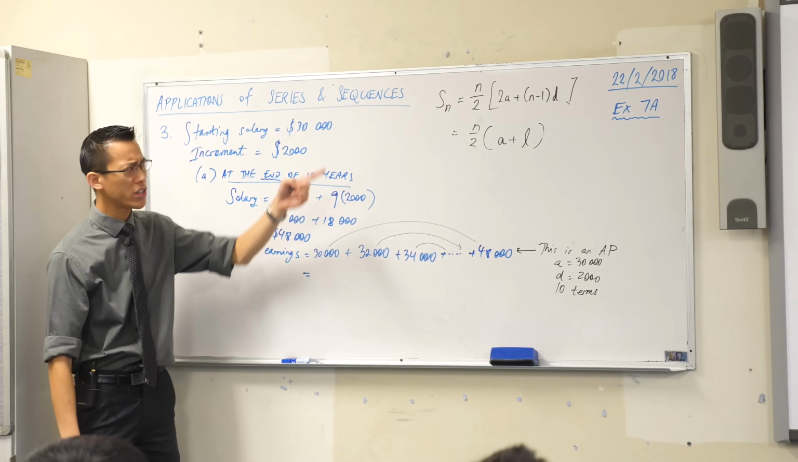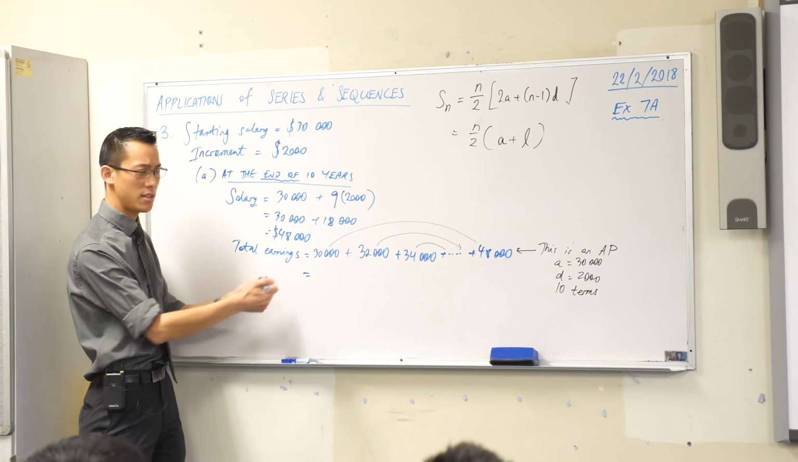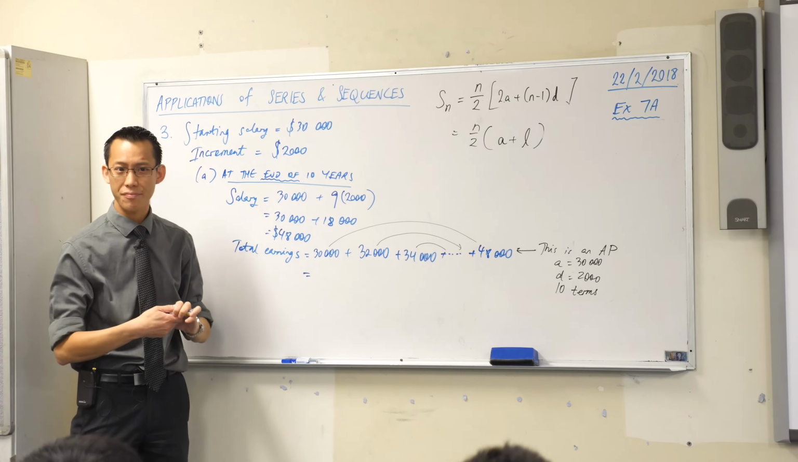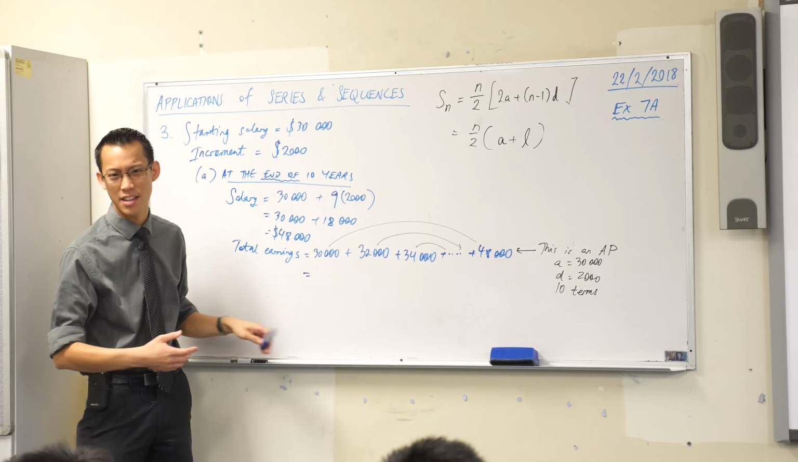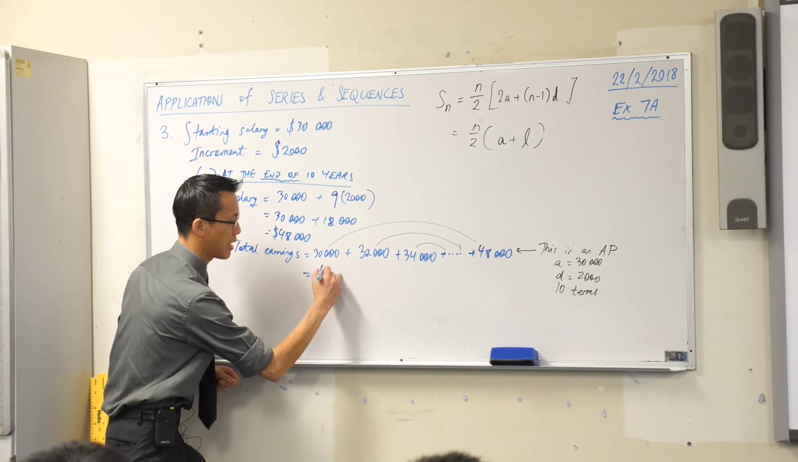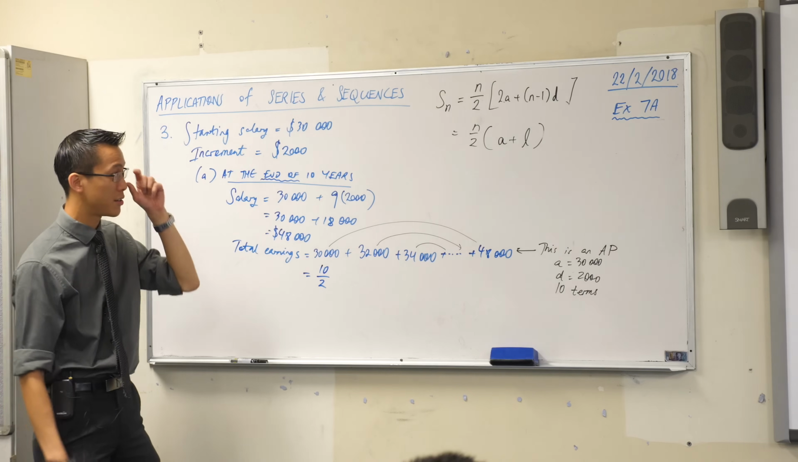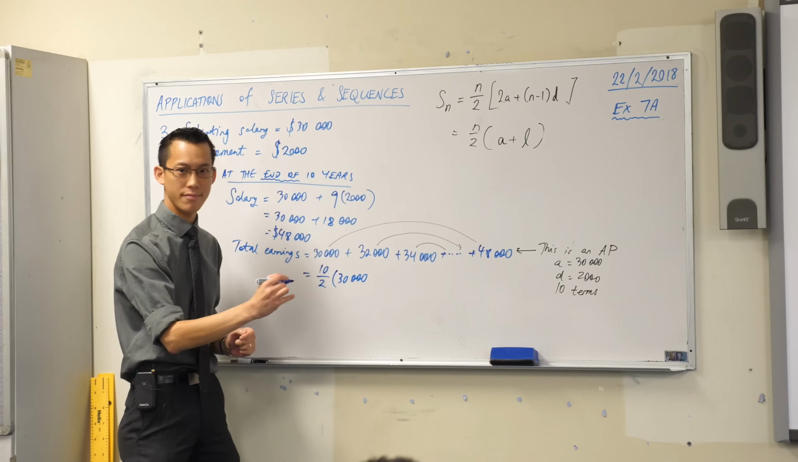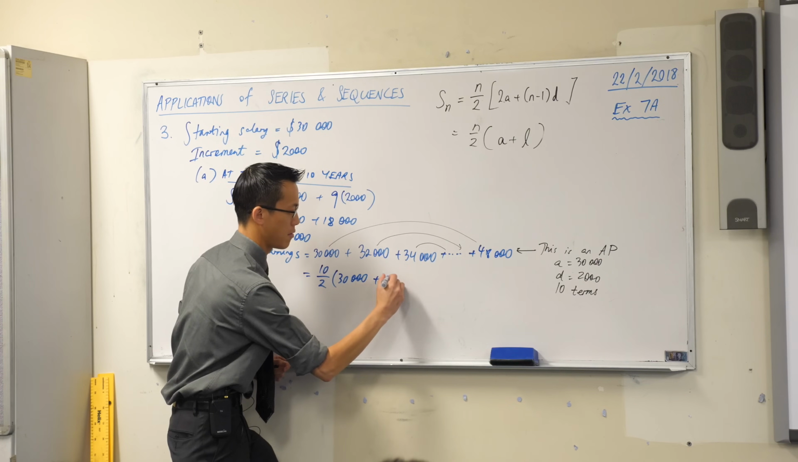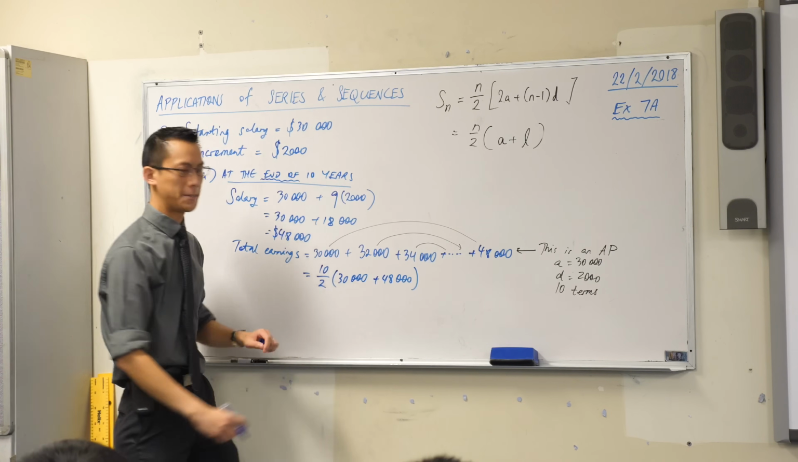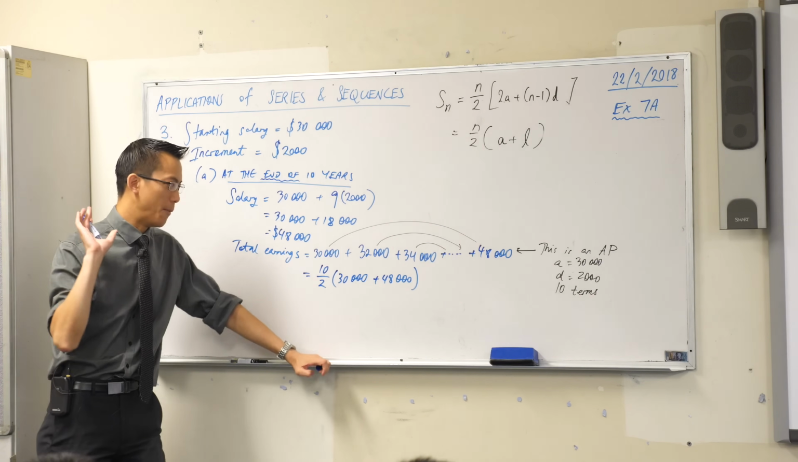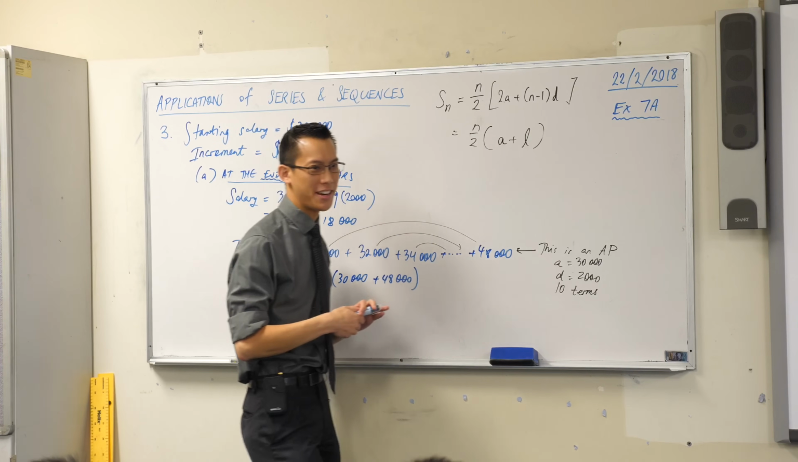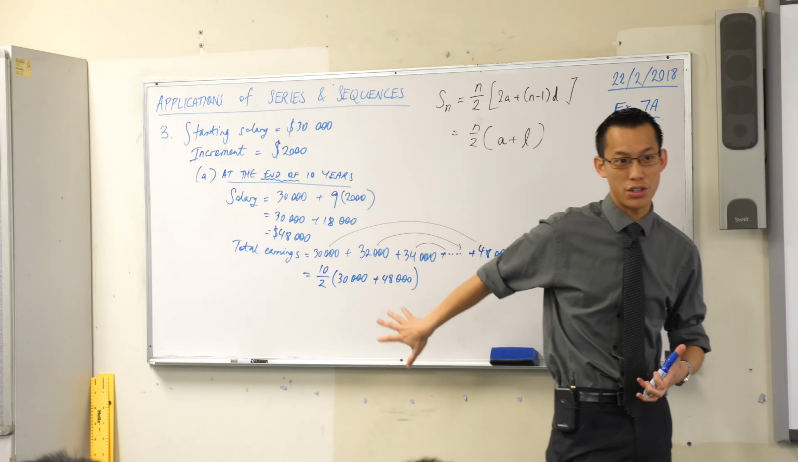So tell me, which of these would you prefer to use in this case? Because you really can use either. I think I'll use the second one. It's just less numbers, right? So I've got 10 on 2. There's my n on 2. They both have it. Here's my first term. And then here's my last term.